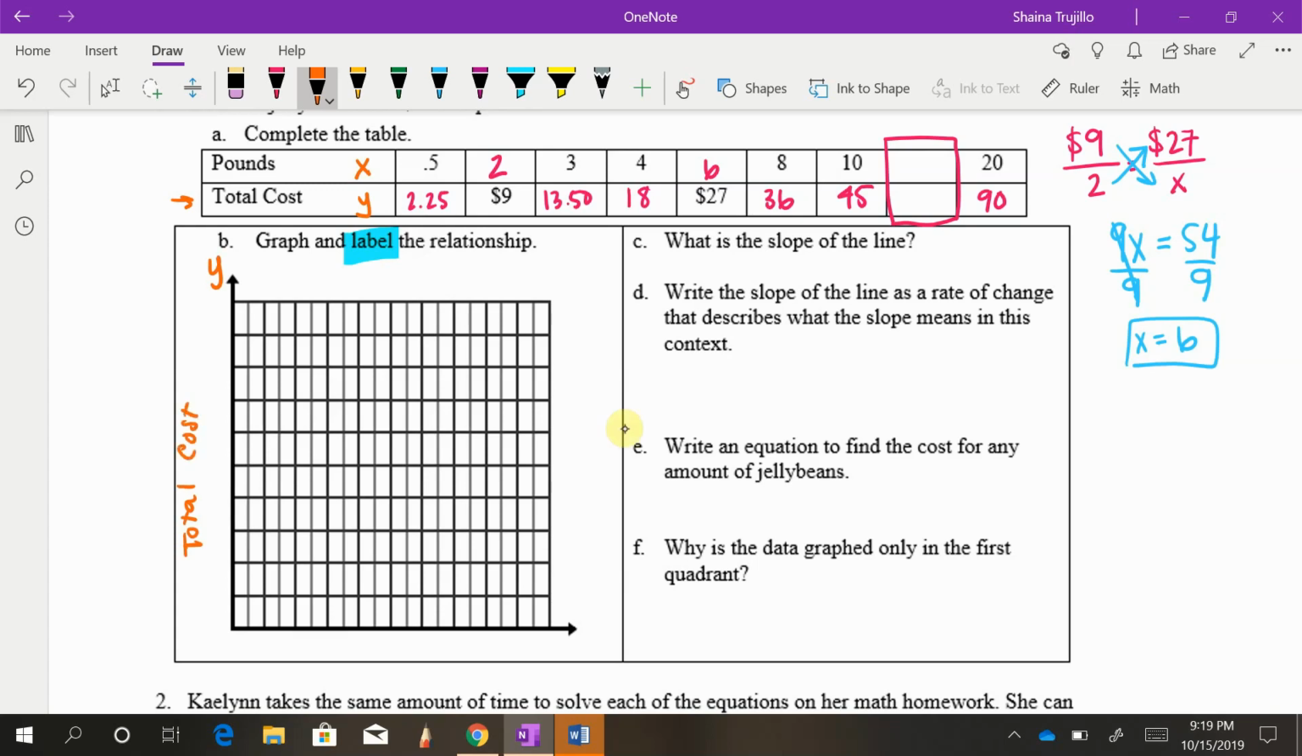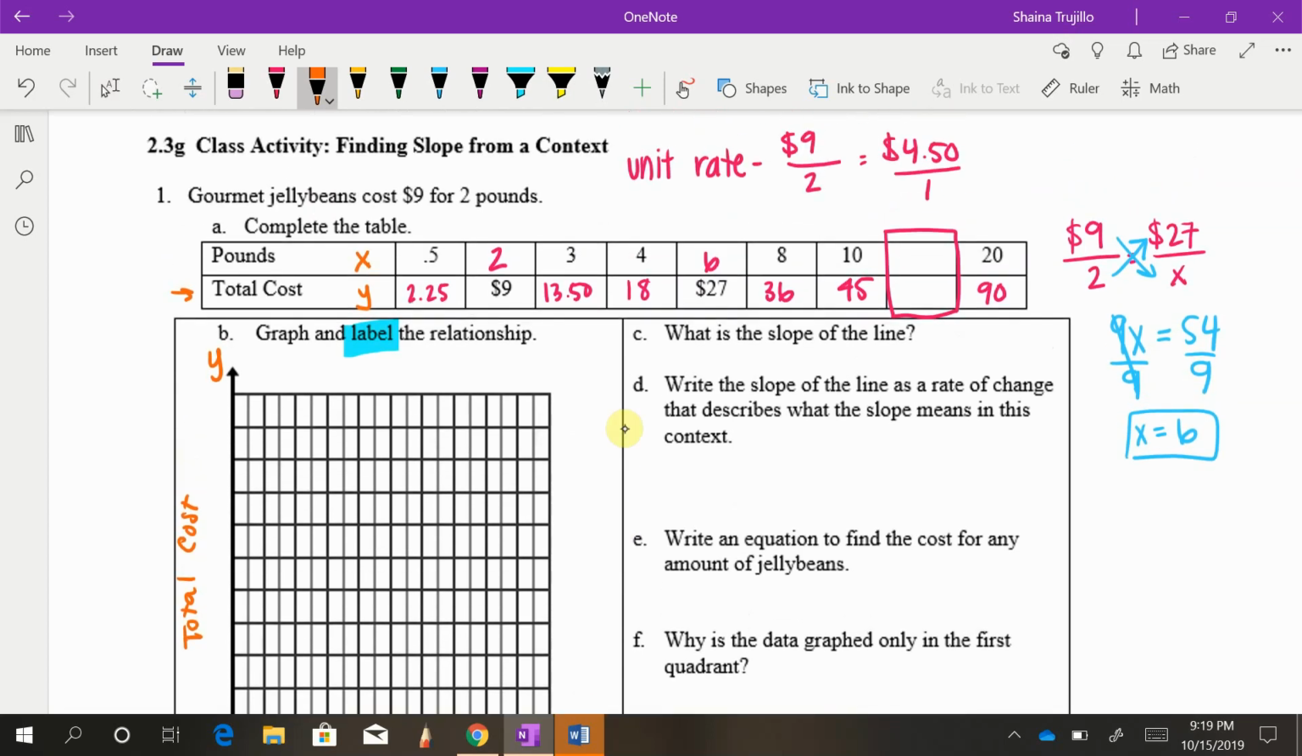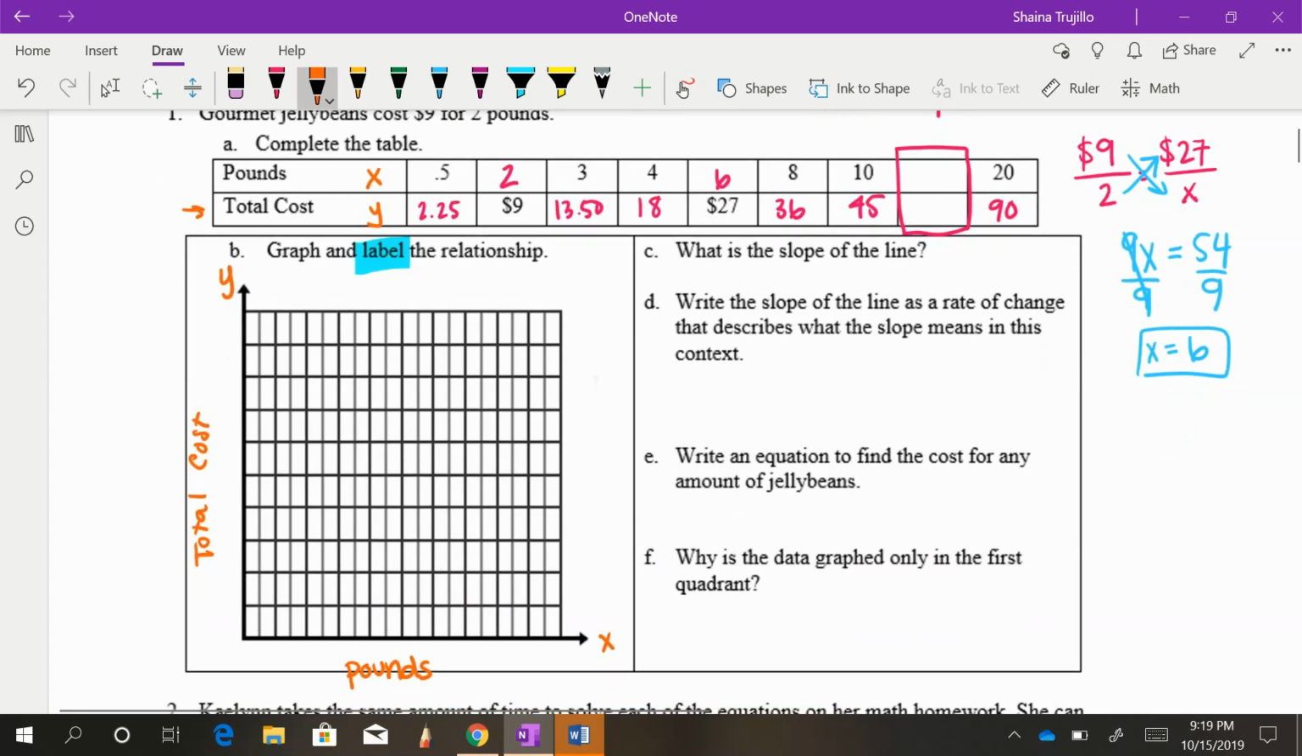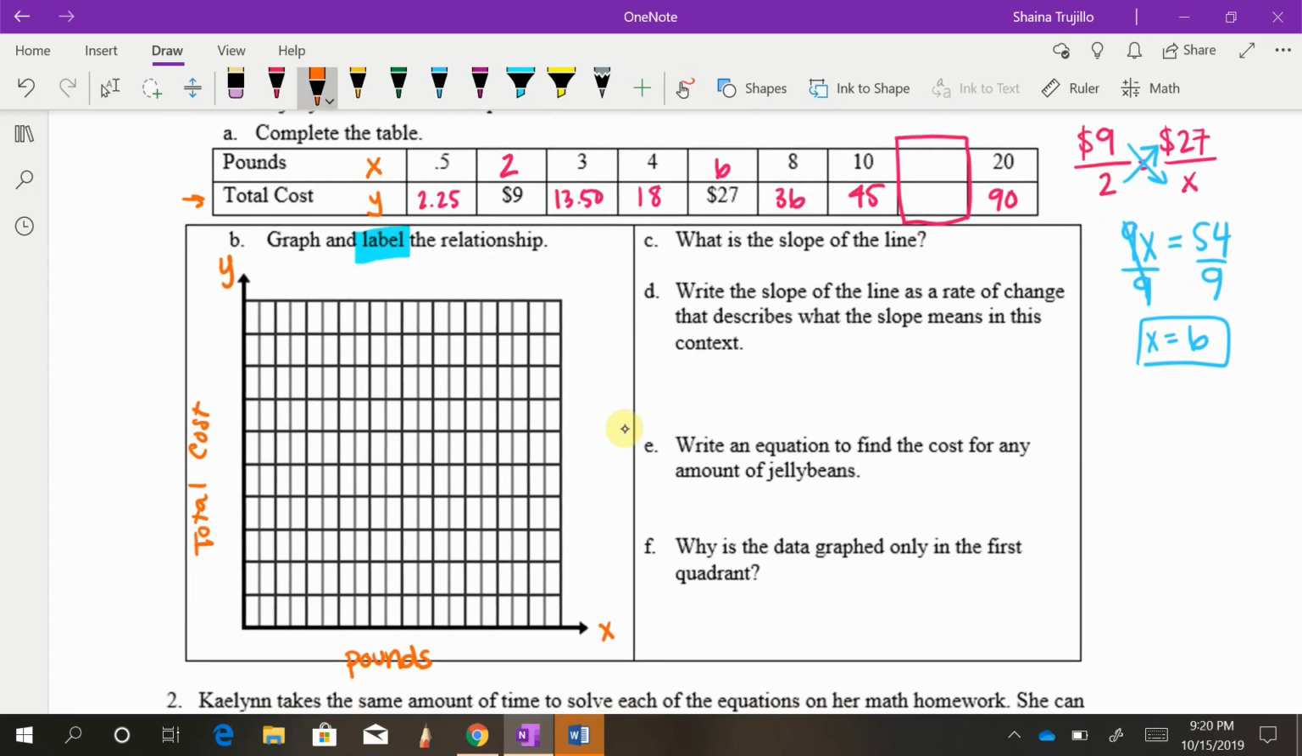And I'm going to label my X-axis as pounds. And it's super important that I label what my units are going to be. Now I'm just going to take my unit rate, which happens to be $4.50, and I'm going to make those my units.